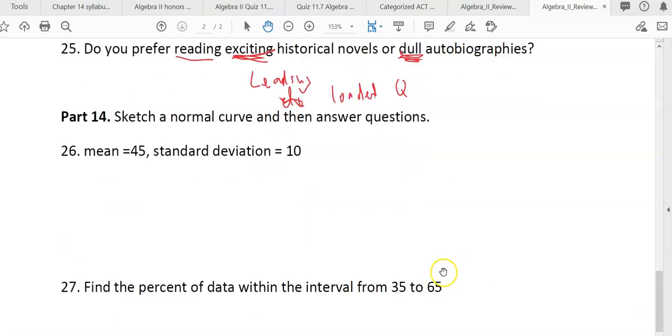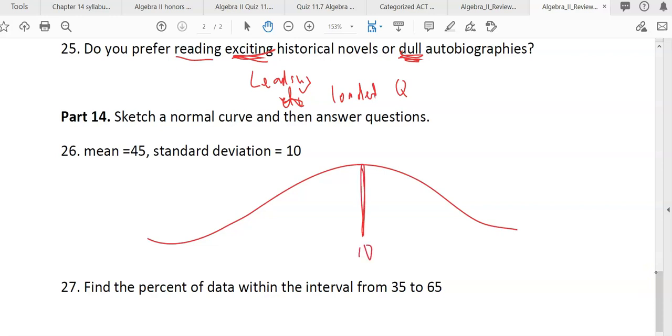Sketch a normal curve and then answer the question. So let's try to go in the middle. Middle is 45. Go 10 to the right, that's 55, 65 and 75. And this is 35 and 25 and 15.